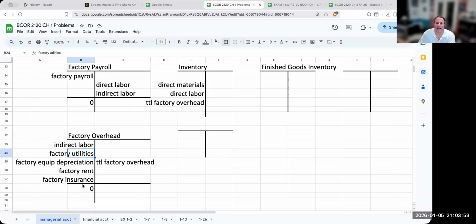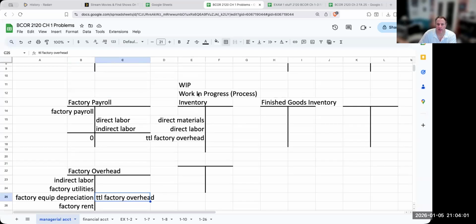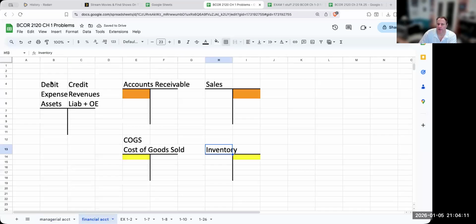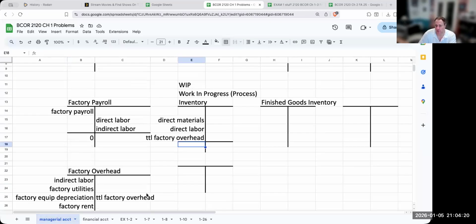Now, the important thing is at the end of the period, similar to factory payroll, we have to make this account go to zero. So how are we going to do that? We're going to credit this, and it's going to take us over here to our work in process account. Remember, inventory is an asset. It's increased with a debit, decreased with a credit. So that's how we're looking at these different parts.